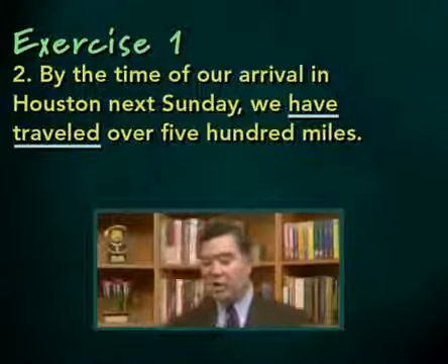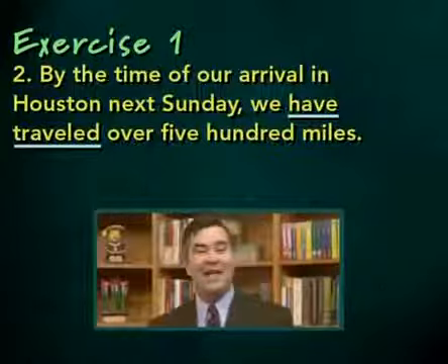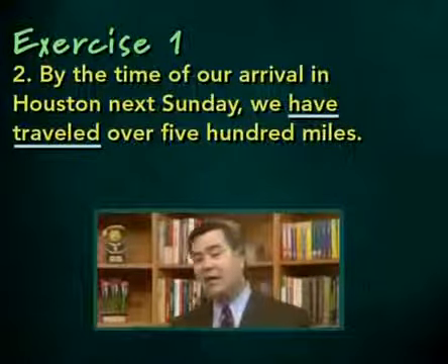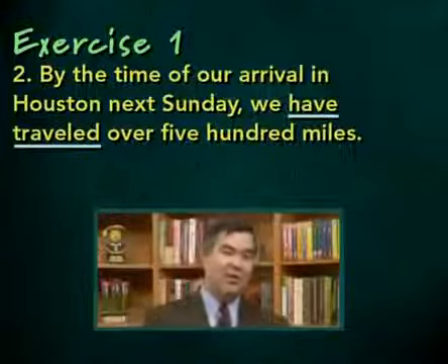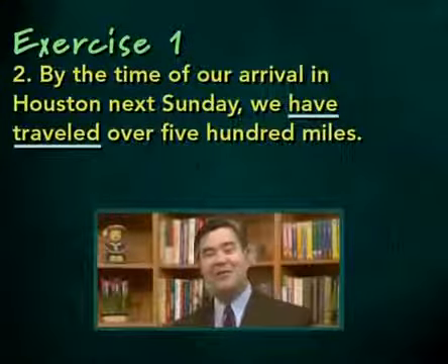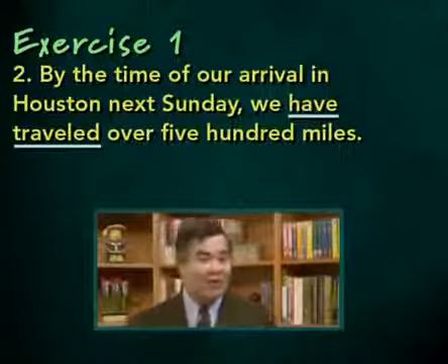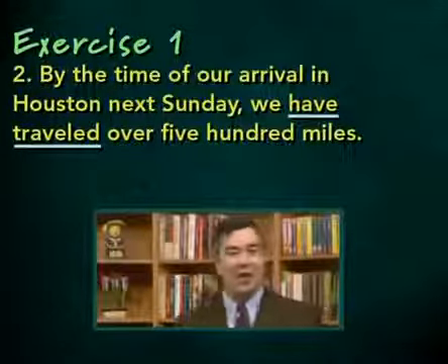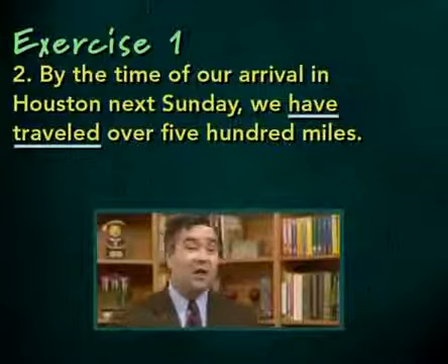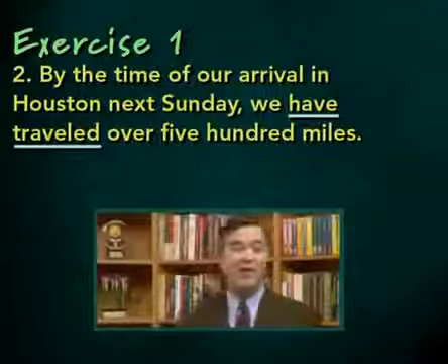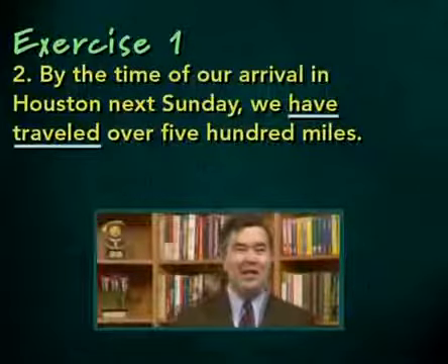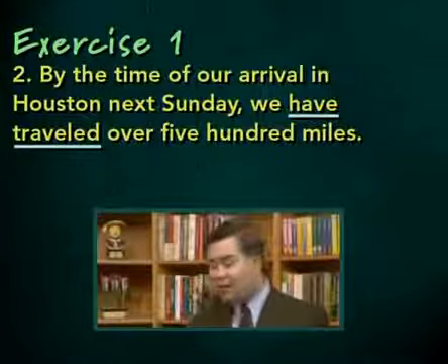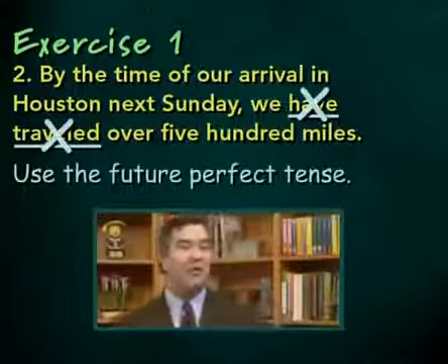Well, we're told that the arrival in Houston is going to take place next Sunday, so that's a future event. Now, what about the traveling? Is the traveling going to take place before or after the arrival? Well, the traveling will take place before the arrival, because after all, we have to travel before we can arrive. So the traveling 500 miles is a future event that is taking place prior to some other future event. And therefore, we want to use the future perfect tense.